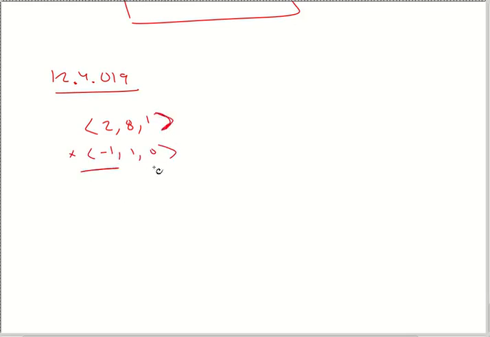All right, next one. 12.4.019. They give me two vectors, 2, 8, 1, cross, negative 1, 1, 0. Make that a little bit better there. And they want to find the unit vectors whenever you cross them.